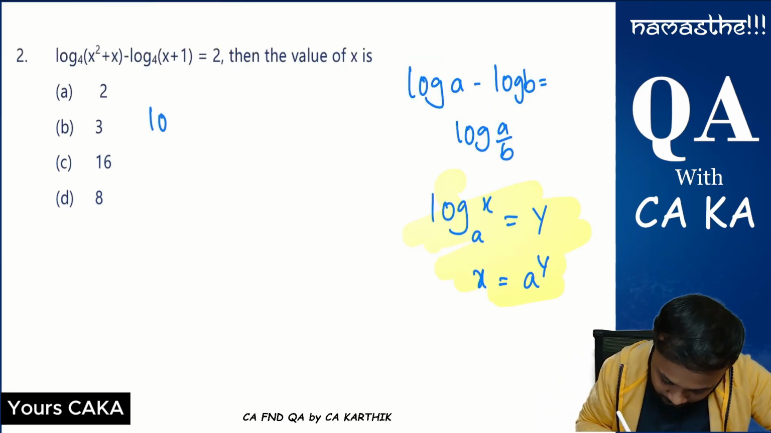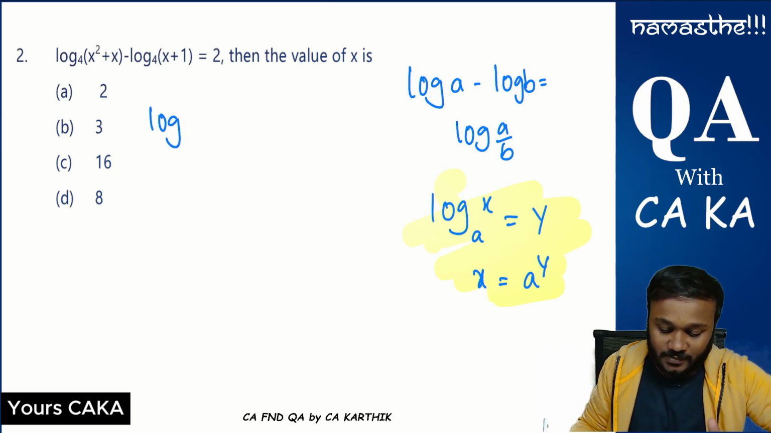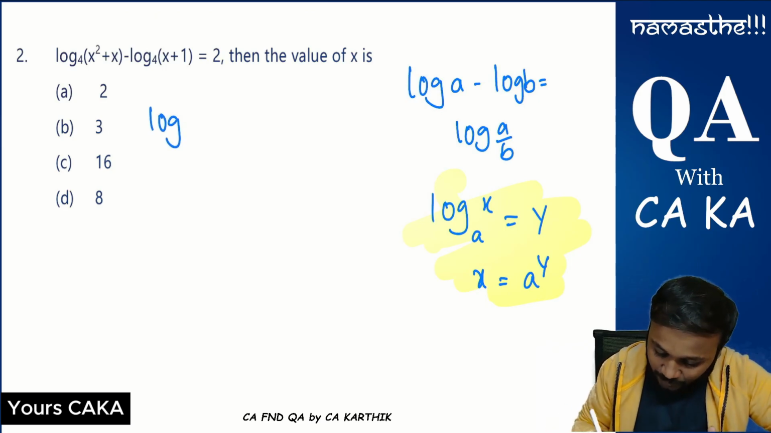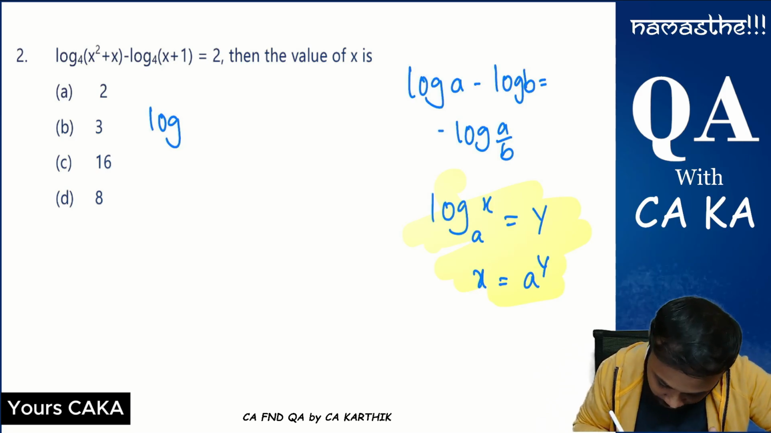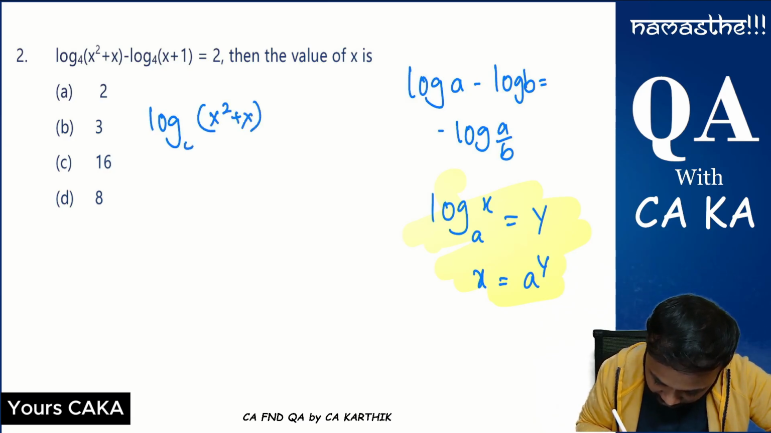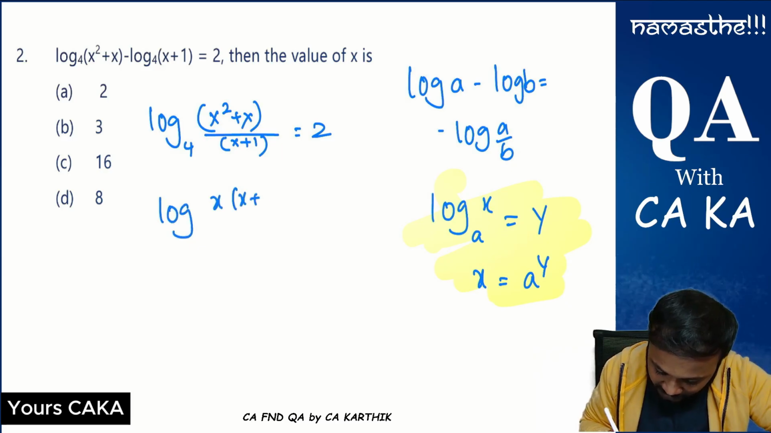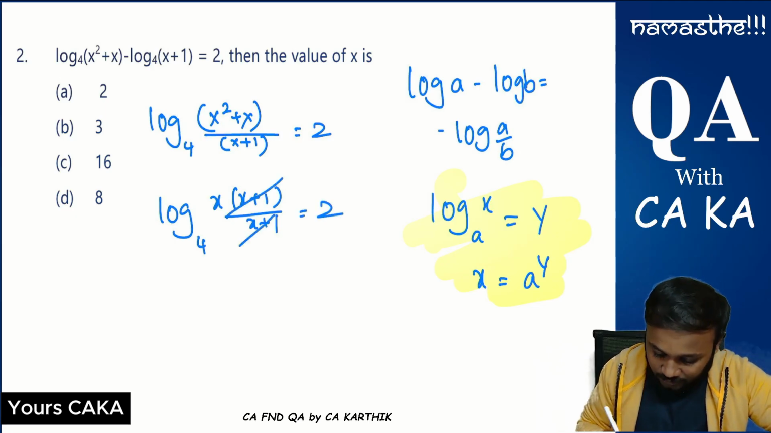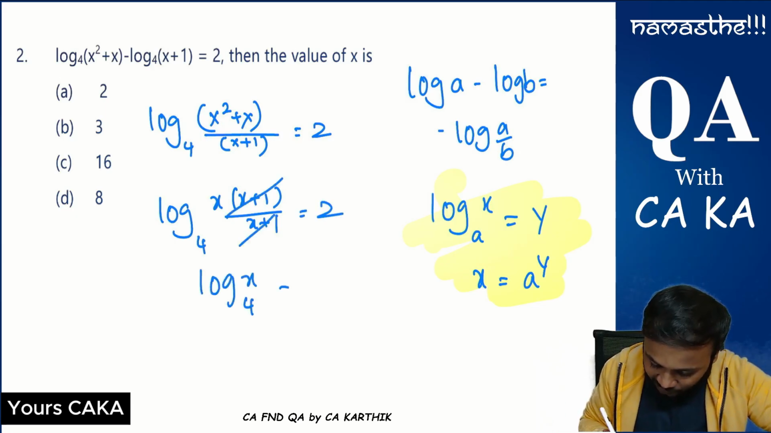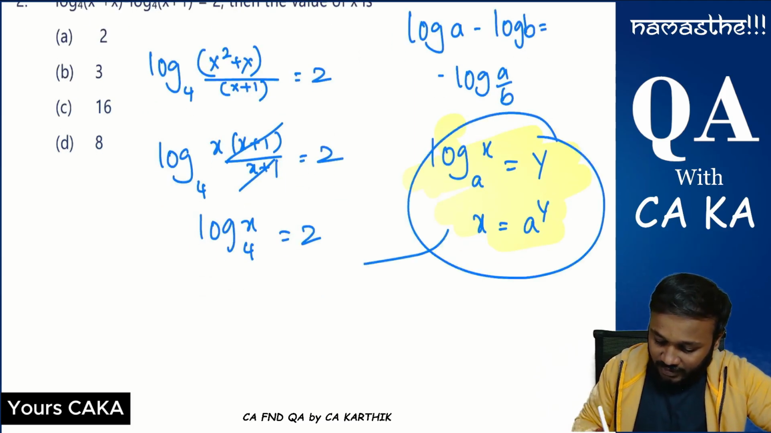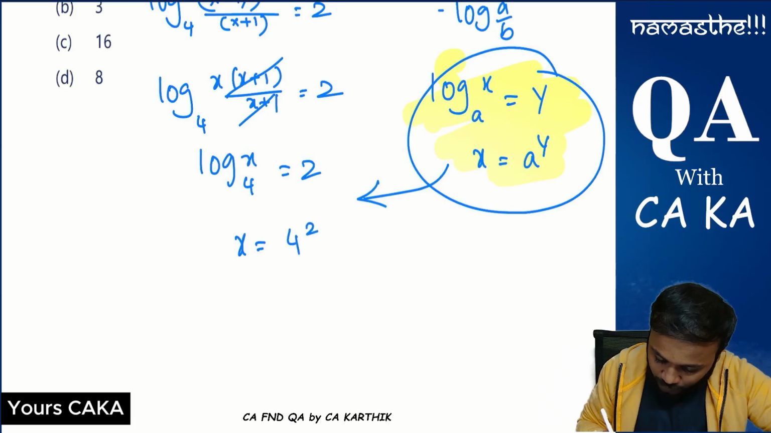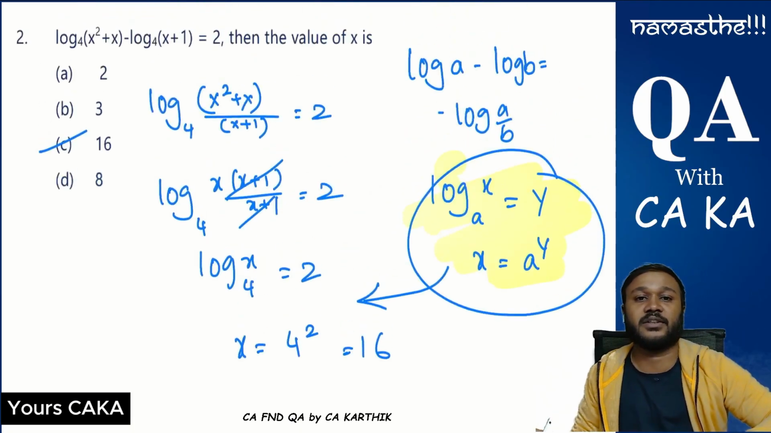They have given log of x square plus x base 4 minus log of x plus 1 base 4 equal to 2. Let's apply this. Log a minus log b is log a by b. So log of x square plus x divided by x plus 1, base 4, equal to 2. This is what they have given. Now let's extract one x from the numerator: x into x plus 1 divided by x plus 1, base 4, equal to 2. If you see, numerator and denominator are the same, so cancel. It will be log x base 4 equal to 2. This is the same as the earlier form, so apply the same thing here. x is equal to 4 power 2, which is nothing but 16. Your option C is the right answer.